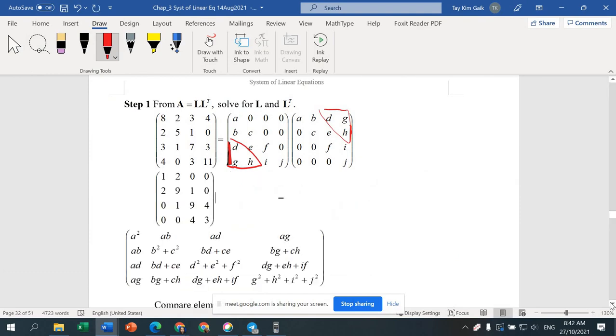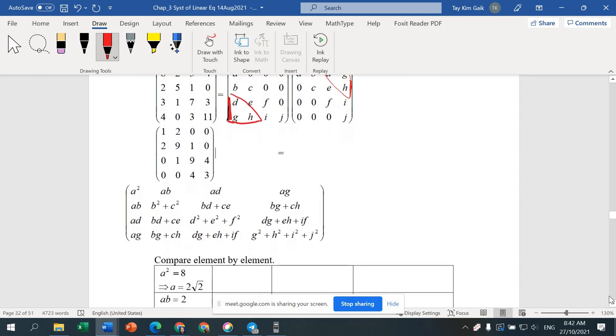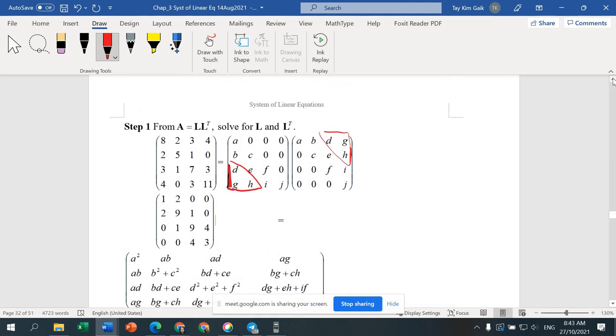If you use Cholesky, then you will compare this cell: A squared equal to 1, your A is 1. AB equal to 2, since A is 1, then your B is 2. AD equal to 0, hence your D is equal to 0. AG equal to 0, since A is not 0, then your G is 0, and so on. If you use Cholesky, I wouldn't care about this entry being 0.